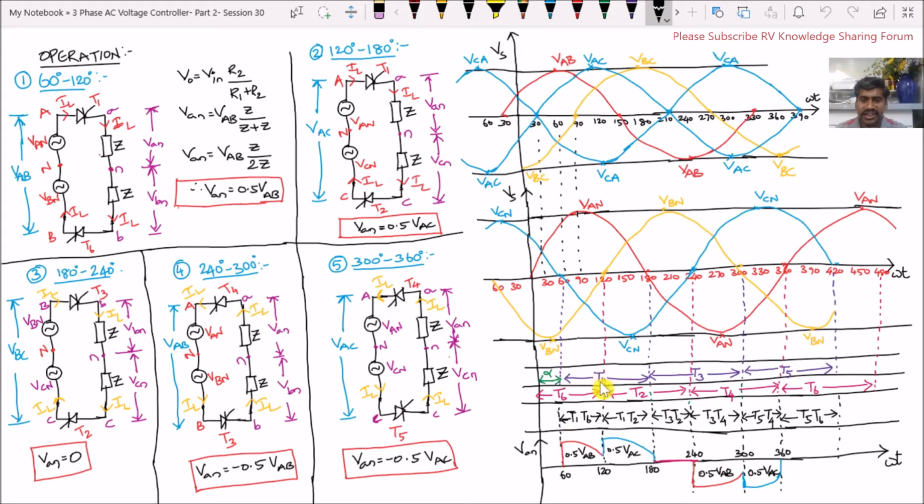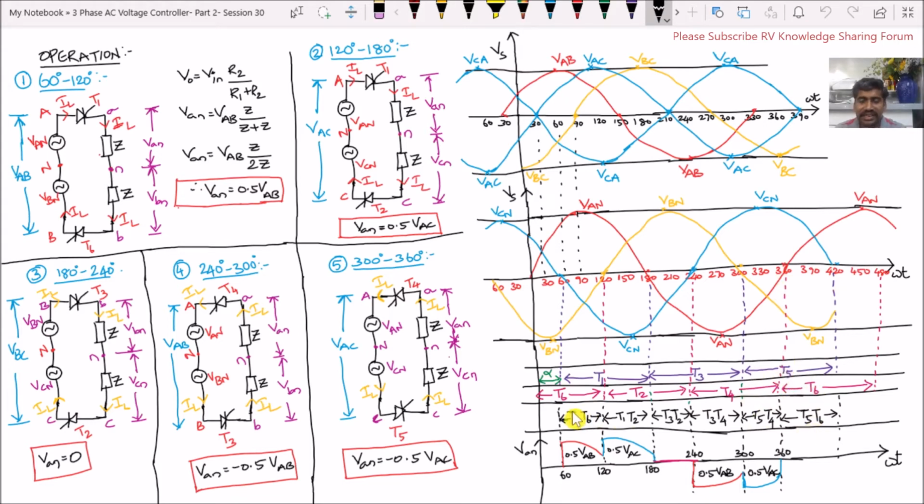Based on the triggering angles of the thyristors, now let us mark the conduction periods of the thyristor pairs. From 60 to 120 degrees, thyristors T1 and T6 are conducting. From 120 to 180 degrees, T1 and T2. From 180 to 240 degrees, T3 and T2. From 240 to 300 degrees, T3 and T4. From 300 to 360 degrees, T5 and T4. And from 360 to 420 degrees, T5 and T6 are conducting.